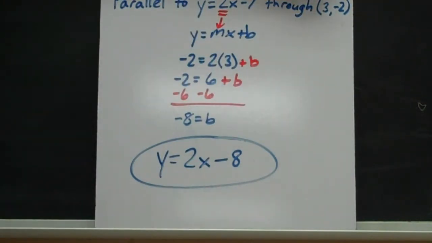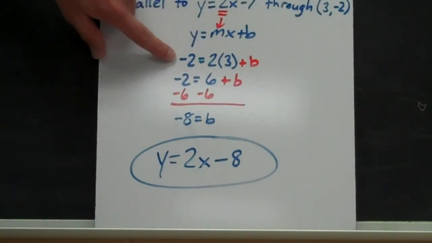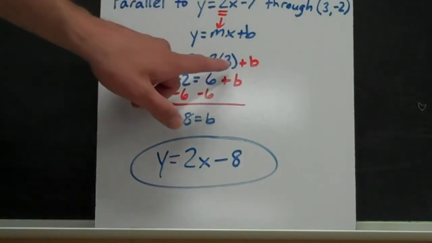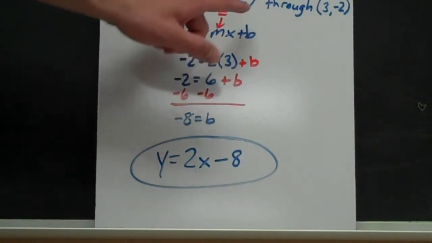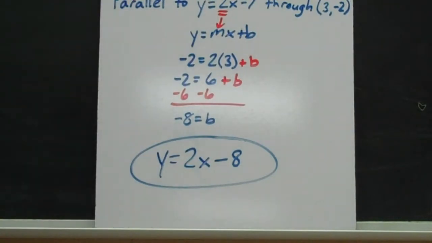We also want it to go through this point. 3 is an x value, -2 is a y value. So we plug -2 in for y, and we plug 3 in for x. We're going to replace the -7 with b. We need to solve for the new b value, the new y-intercept.